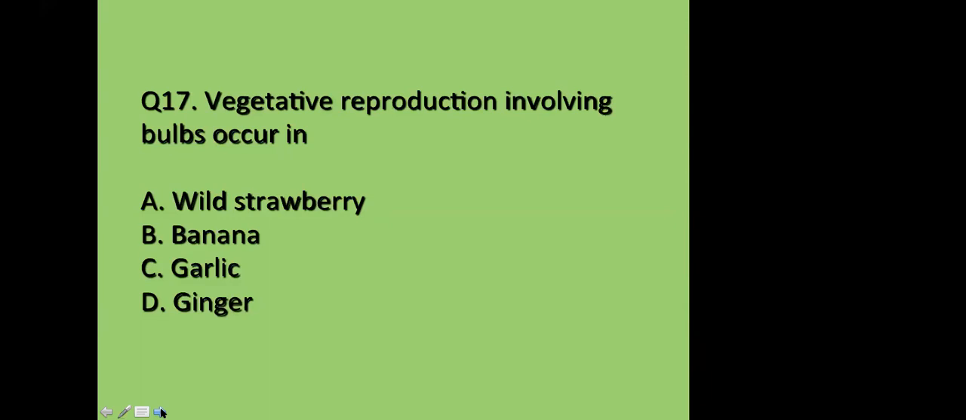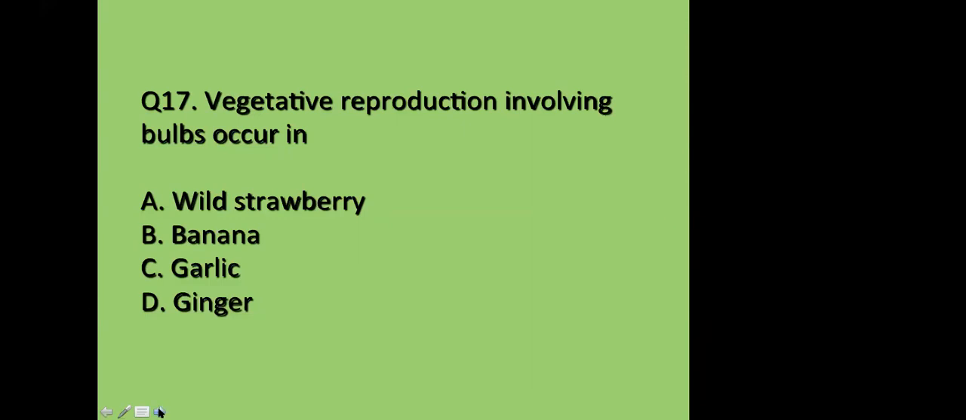And banana propagates by sucker. Garlic is a bulb. The subaerial stem modification, banana, by suckers. Okay. Miss, please show the diagram for this.